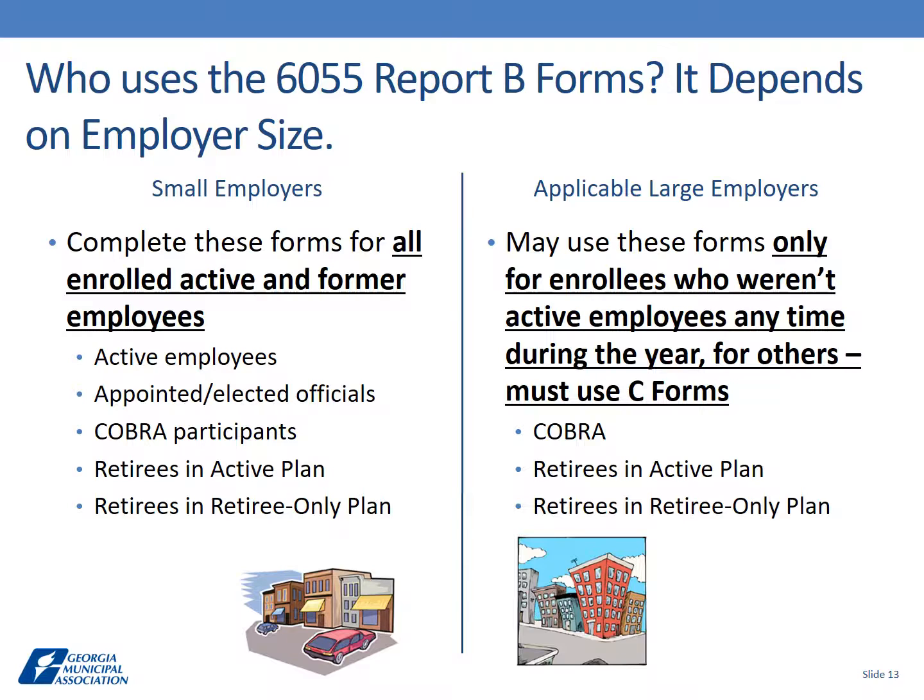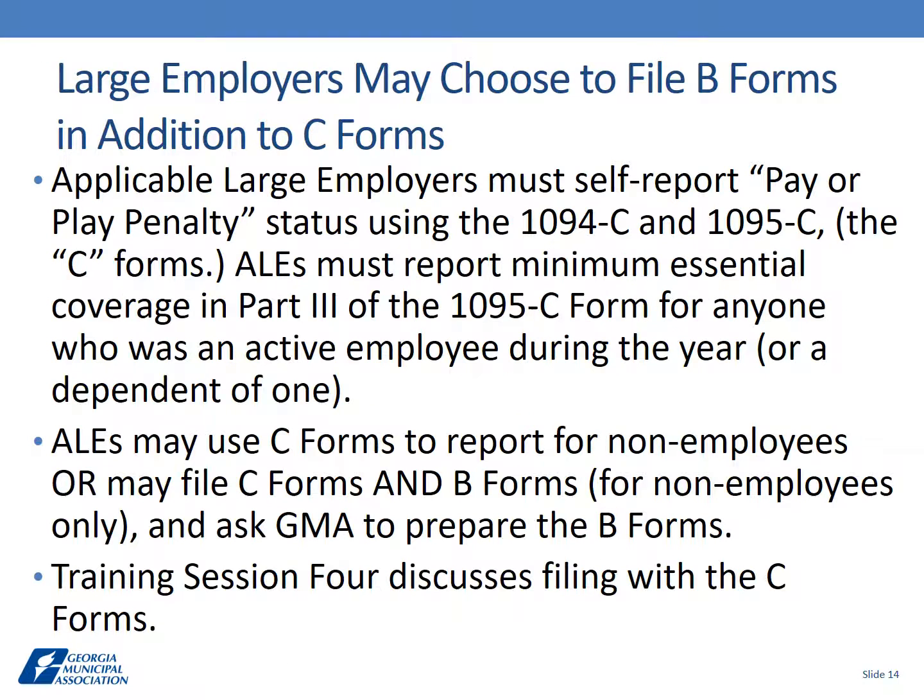It's for anybody who is enrolled in GMEBS coverage as a result of their current or former employment with the small employer. Applicable large employers may only use these B forms for enrolled former employees, COBRA participants and retirees, for example. They could also choose to report that coverage using the more complicated 6056 reporting C forms instead. Large employers have a choice. They may choose to file B forms in addition to the C forms they already have to file.